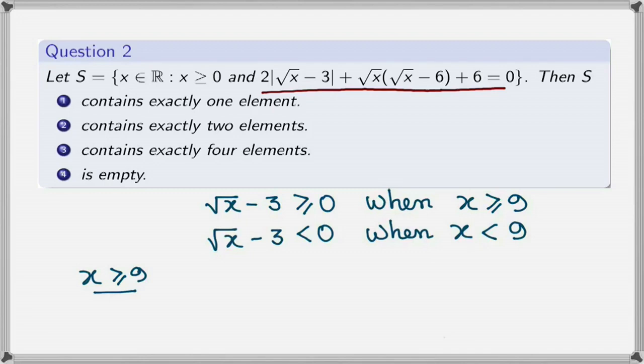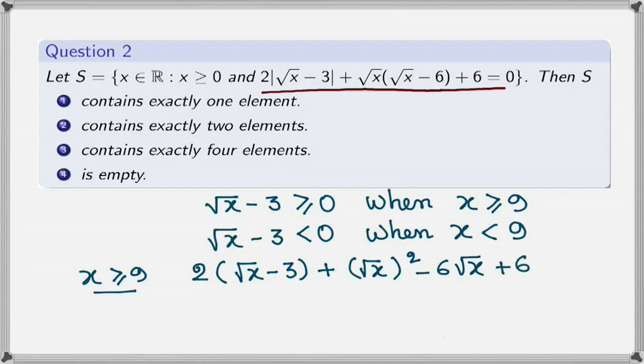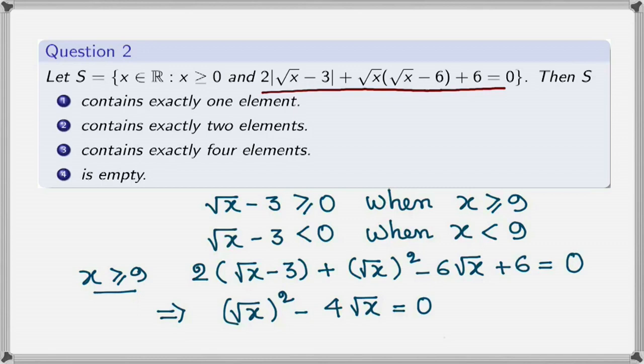In this case we rewrite the equation. So our equation is 2 into square root of x minus 3 plus (square root of x) whole square minus 6 square root of x plus 6 equals to 0. So therefore we have the equation (square root of x) whole square minus 4 square root of x is equal to 0. So this is a quadratic equation in the variable square root of x. As the constant term is 0 here, we can solve it very easily.